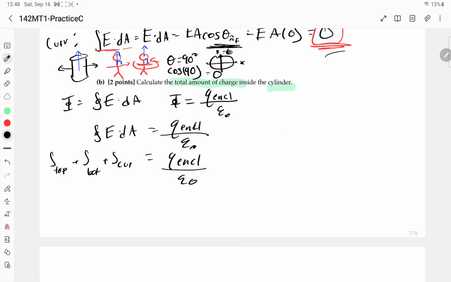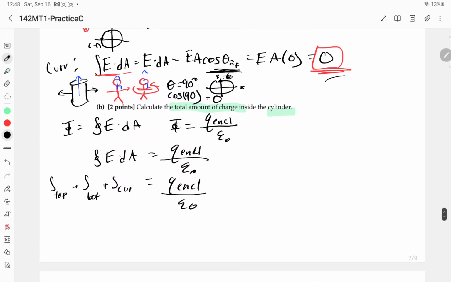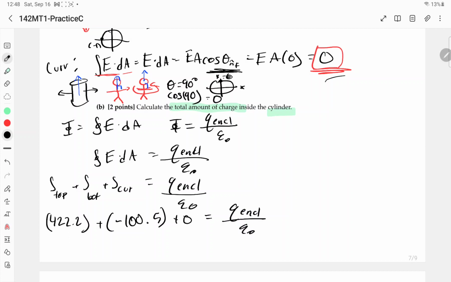So now we could plug and chug the values we had before. I know that the top is equal to 422.2, plus that negative 100.5, plus 0 for the curved surface, is equal to your Q enclosed over epsilon naught. We only want Q enclosed here, the total amount of charge inside. So let's multiply epsilon naught on both sides. So essentially Q enclosed is equal to epsilon naught, which, if you ever forget the value of epsilon naught, is on your equation sheet. Let me help you guys find it.